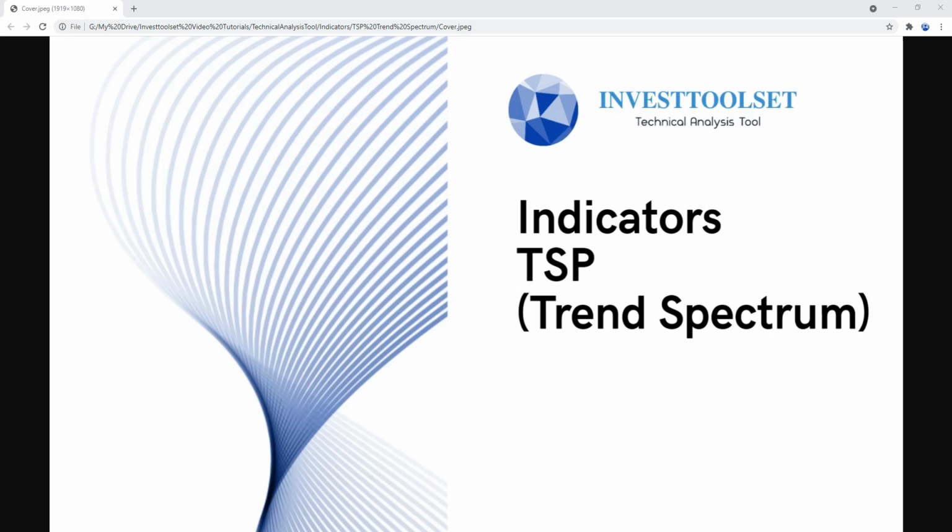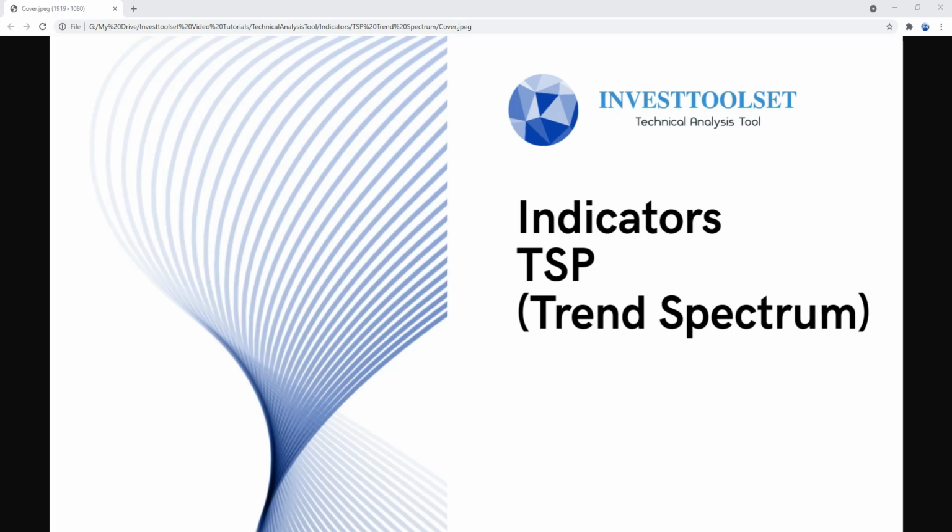This indicator name is TSP, and the TSP stands for Trend Spectrum. This is an indicator only available in our software. Obviously, this is a trend monitoring type of indicator. We introduced this indicator to help you identify the trend changes behind the scene in a visual way.